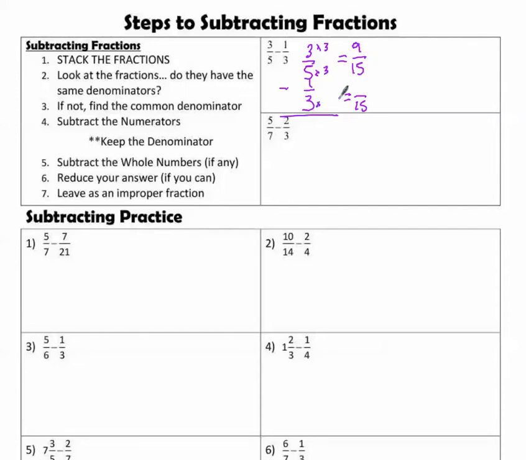To go from 3 to 15, you multiply by 5. What you do to the bottom, you must do to the top. 1 times 5 is 5. Subtract your numerators to get 4, because 9 minus 5 is 4. Keep your denominator. This you cannot reduce, so circle as your final answer.